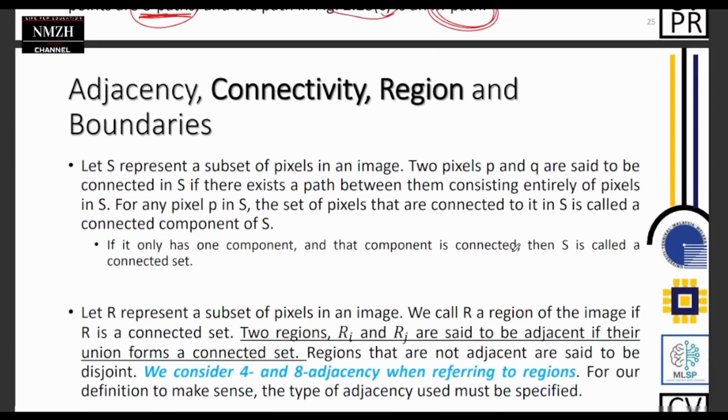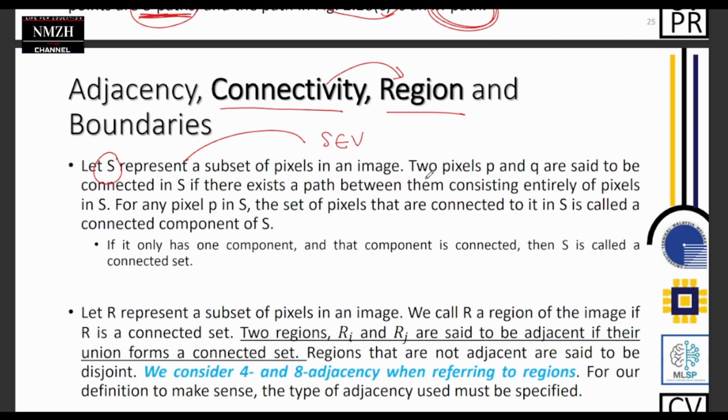Now we are going to connectivity and region. So, connectivity and region. Let S represent a subset of pixels in an image. S is a subset of V.